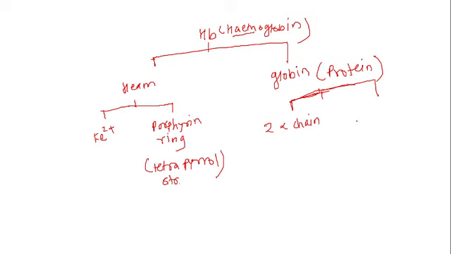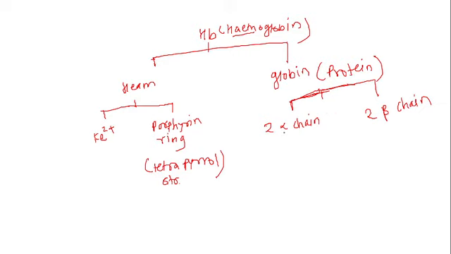These are the two alpha chains, and the second is the two beta chains. That means this globin protein contains two types of protein: two alpha proteins, called the two alpha chains, and two beta pleated structure proteins, called the two beta chains.